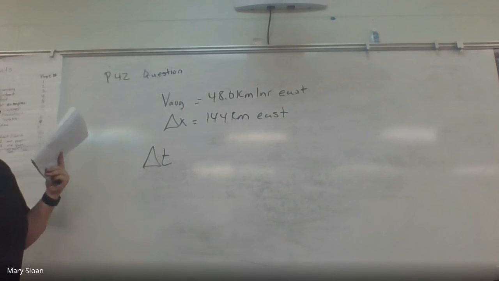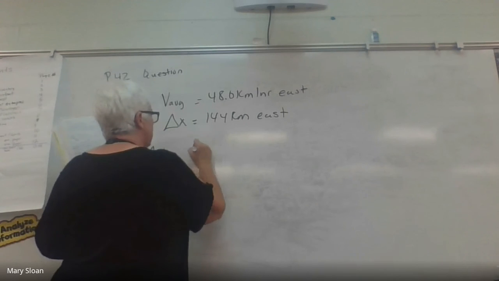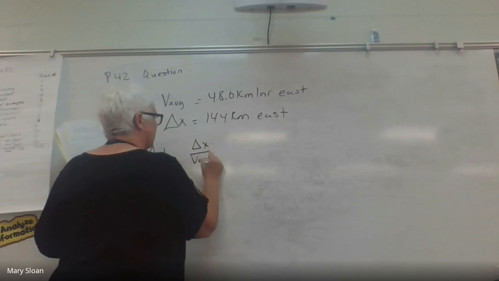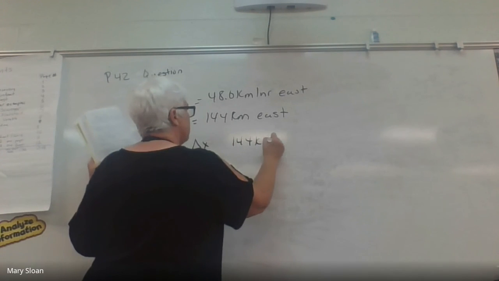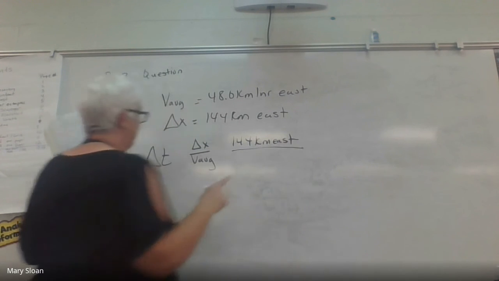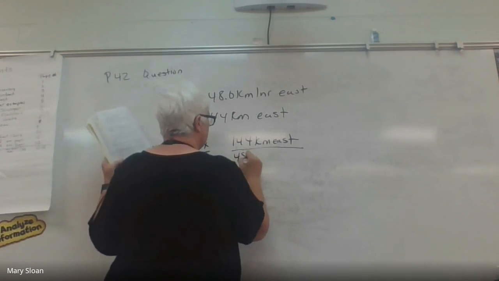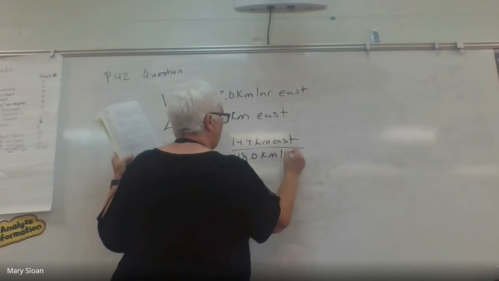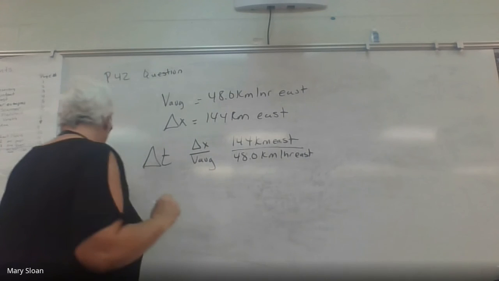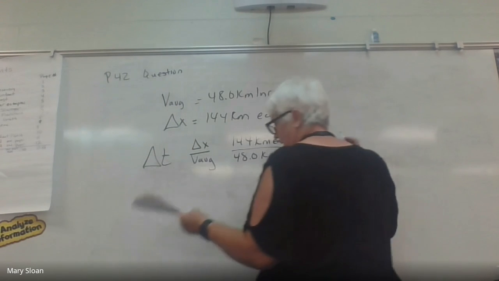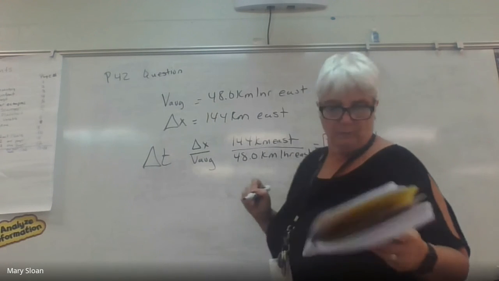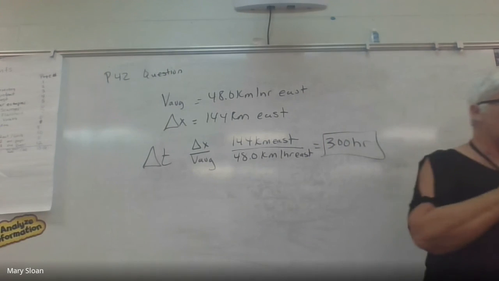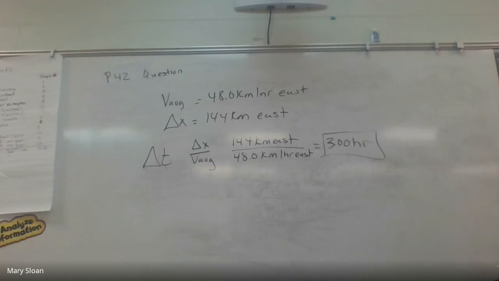So we have to change our formula to be able to do that. Change in time is change in x over velocity average. My change in position is 144 kilometers east divided by my 48.0 kilometers per hour east. And so when I do the math on that, I should get 3.00 hours. And that should be my answer for number 4. Is that what you did? Yes, ma'am. Okay.